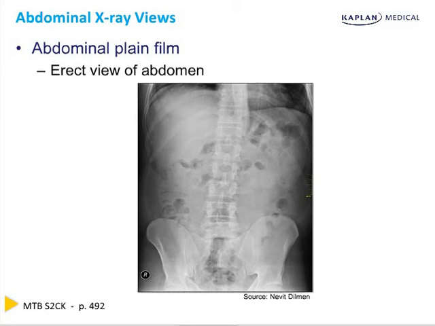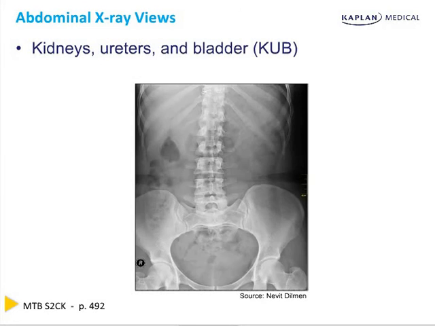and physical exam. The second type of abdominal x-ray is called a KUB film, which stands for kidneys, ureters, and bladder. A KUB is just a supine view of the abdomen, which can be useful for detecting dilated loops of bowel caused by a small bowel obstruction. The image seen here is a normal KUB film.